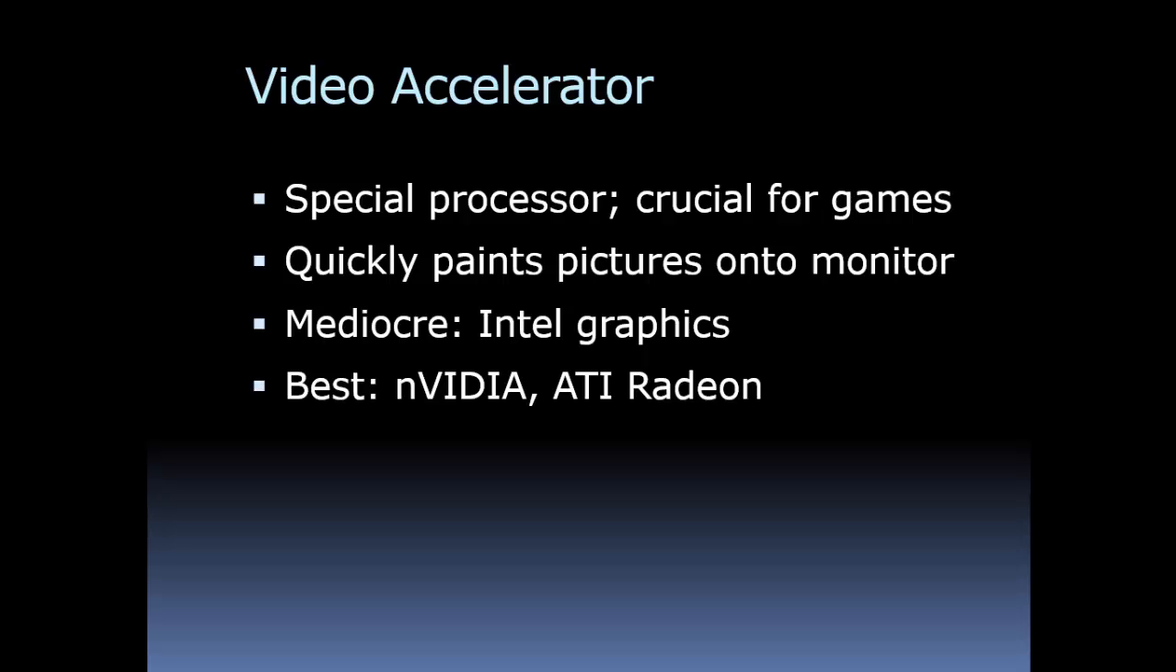Most low-cost computers nowadays have Intel graphics, the video accelerator produced by Intel, the same company who does the processor. But if you really want good performance, you should get a video accelerator from NVIDIA or ATI Radeon, which is a division of AMD. And those will really speed up the graphics. So if you're into gaming or you want to watch a lot of movies, which a lot of people do, be sure to get a good video accelerator.